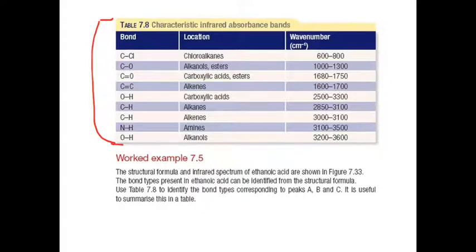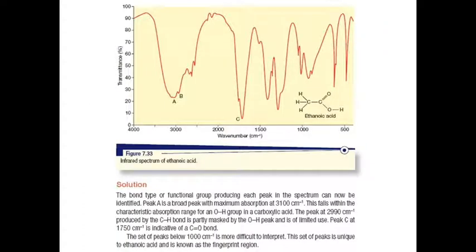Okay, now what is this example asking us? It says that the structural formula and infrared spectrum of ethanoic acid are shown in a figure over the page. The bond types present in ethanoic acid can be identified from the structural formula. Use table 7.8 above, that's this table up here, to identify the bond types corresponding to peaks A, B and C. And it is useful to summarise this in a table. Alright, well look, we'll just have a look and see what we've got. Goodness gracious, it looks very complicated. Well, I'll tell you the ones that I always remember.